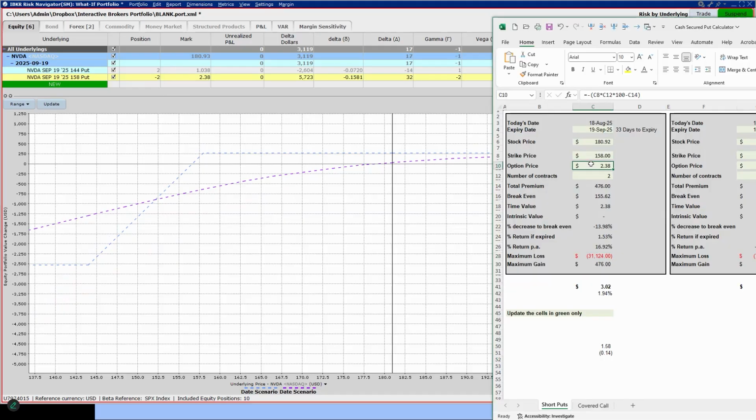If we go to our calculator, in this case, we're receiving $238, but we're paying $104. We're still getting $134 in premium. We haven't sacrificed that much. We're still getting a 9.5% annualized return, and our 13% decrease to break even has stayed the same. But in this case, maximum risk is more like about $2,500. So massively cut our risk by turning this into a spread without sacrificing too much in terms of our annualized return.